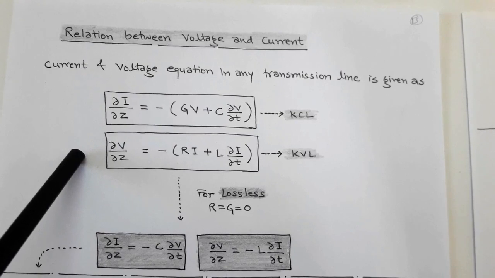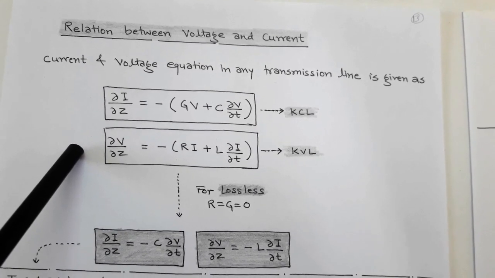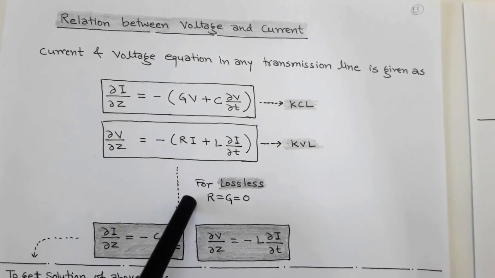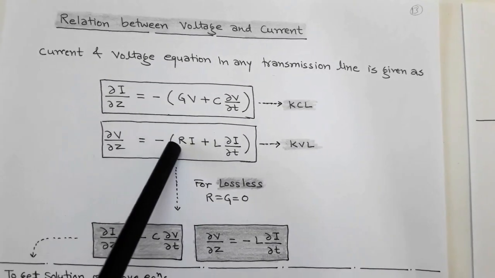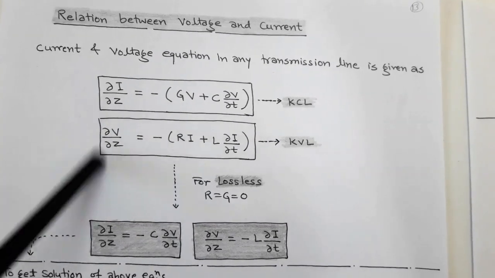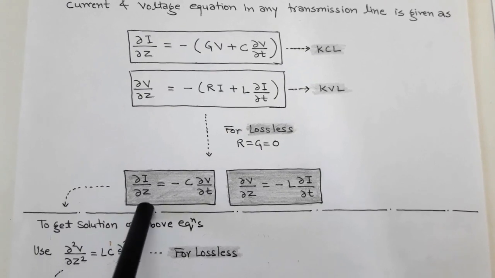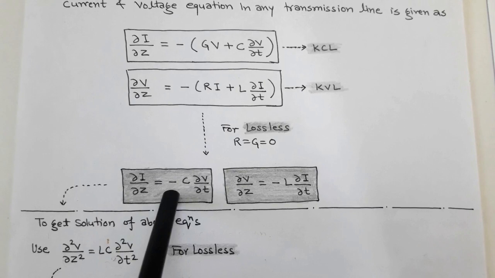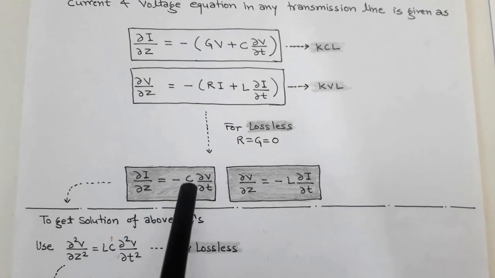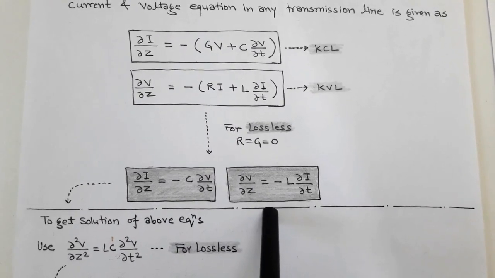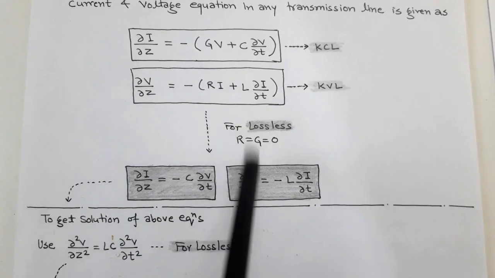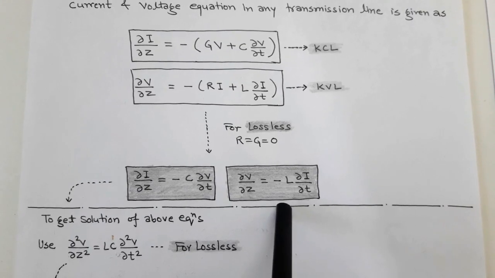Now we consider a lossless propagation in transmission line. For this we consider R equals G equals 0. After putting R equals 0 and G equals 0, we get the current and voltage equations corresponding to lossless propagation: del I upon del Z equals minus C del V upon del T, and the voltage equation is del V upon del Z equals minus L del I upon del T. So this is a first order equation.